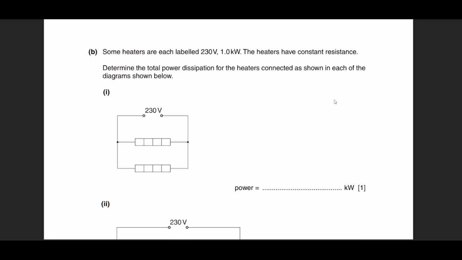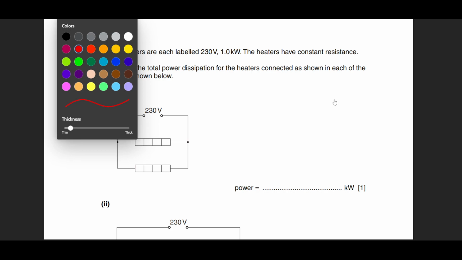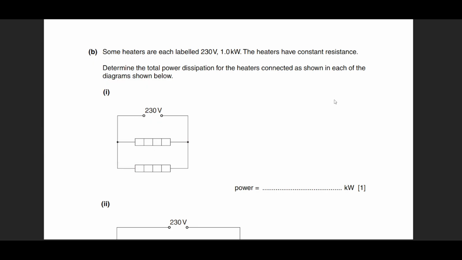Then this is a very common question in terms of complete understanding of power and how to use and work with voltage. You see, this question can be solved in many, many methods possible.